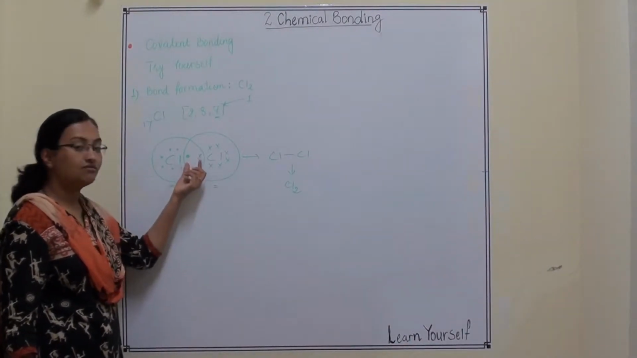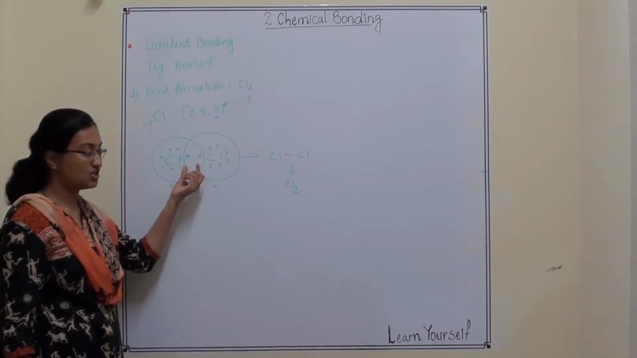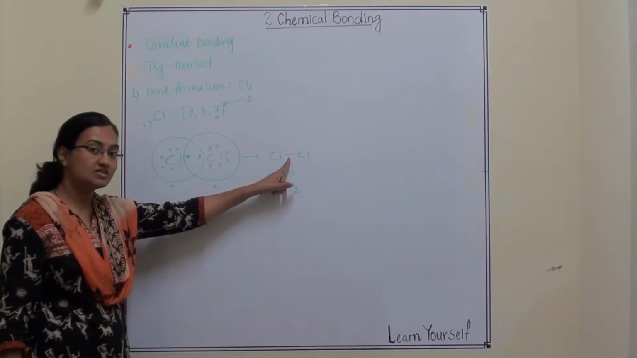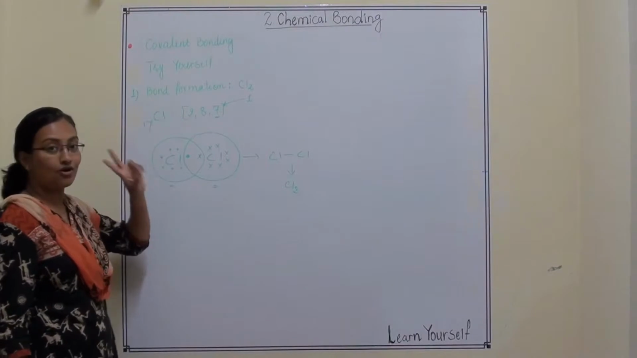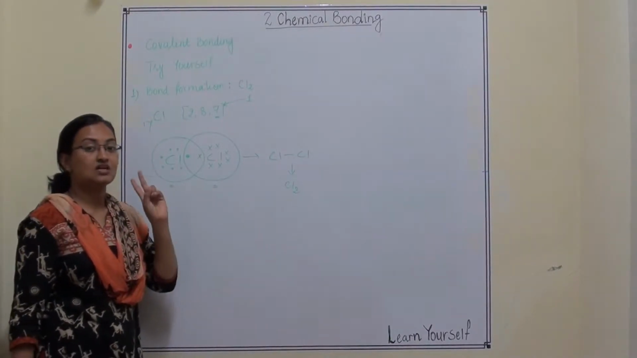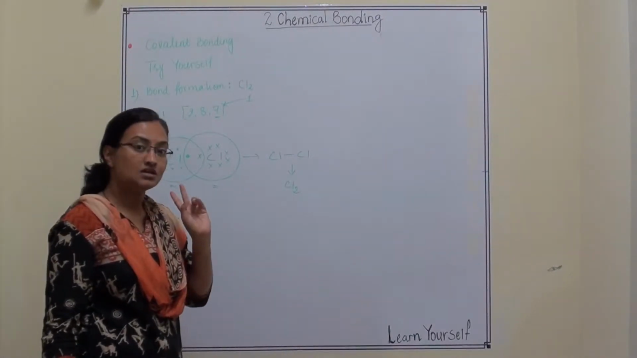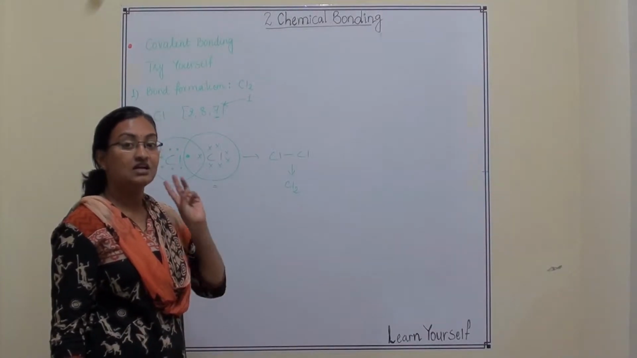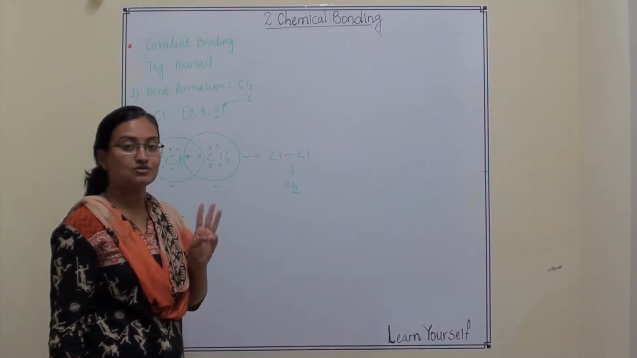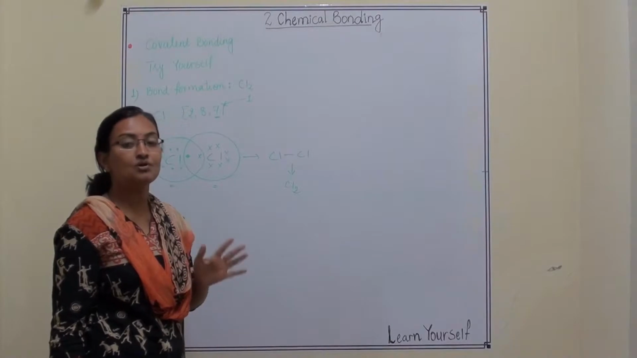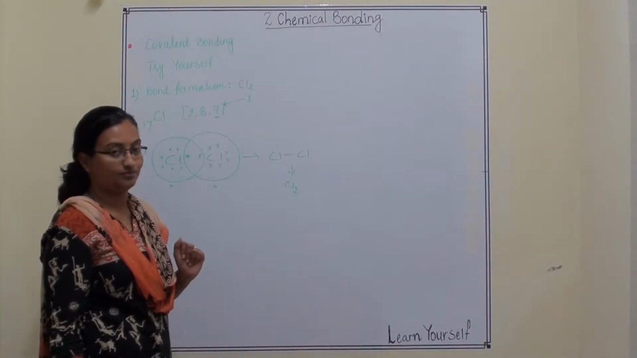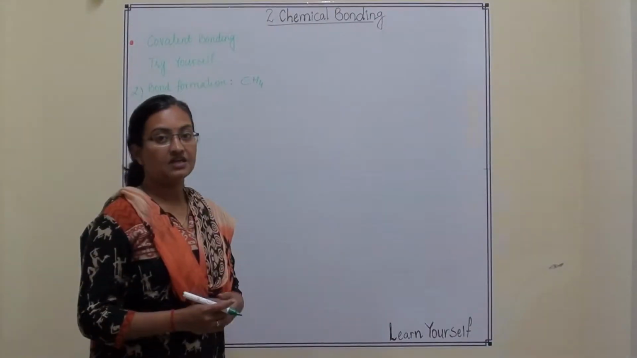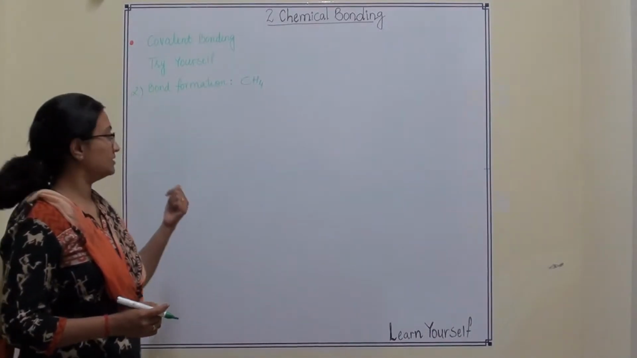Remember, when 1 pair of electrons is being shared, it is forming 1 single bond. When 2 pairs of electrons are being shared, there will be a double bond. And when 3 pairs of electrons are being shared, there will be triple bond formation in covalent bonds. Let us see another example.